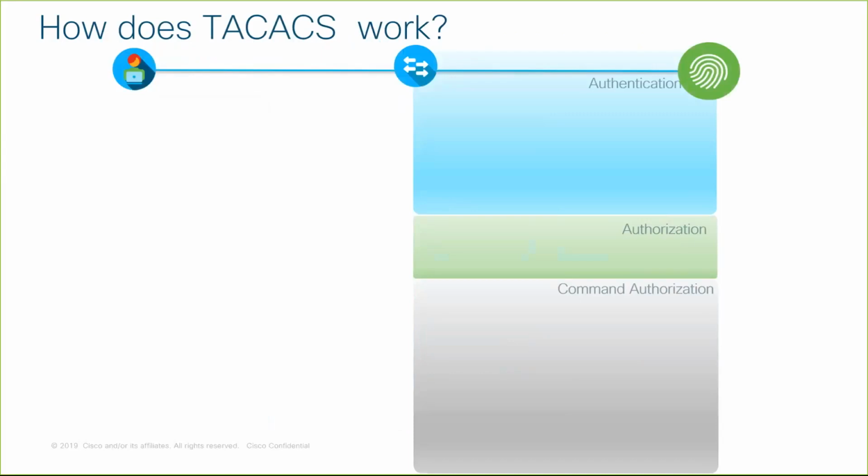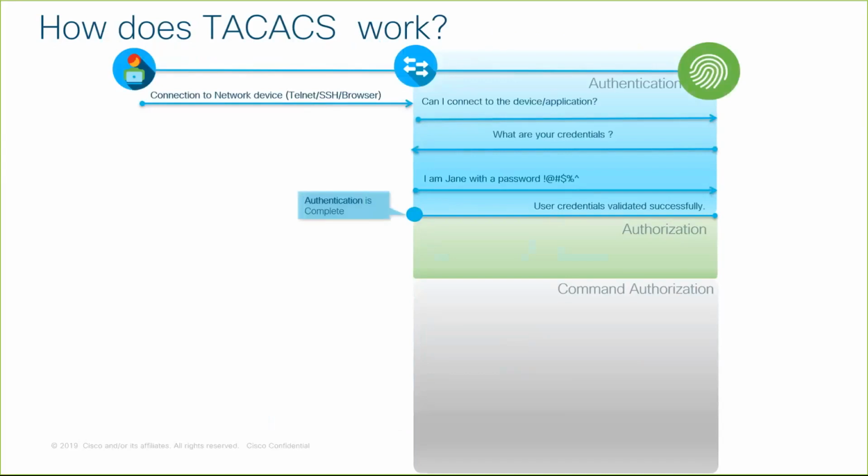And TACACS also provides 2 other events based on command. I call these command events, and these are command authorization and command accounting. So let's take a look at these. How does it work? Say, for example, Jane logs into the network device, and she provides the username and password. ISE uses the username and password and validates the credentials. The authentication becomes complete. So that is the authentication phase.